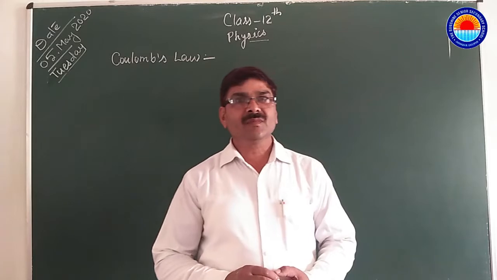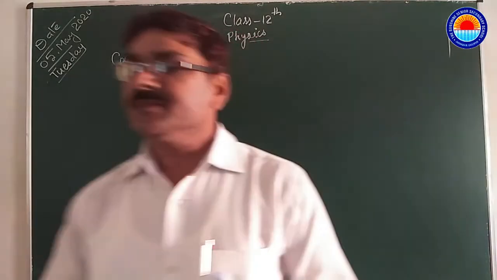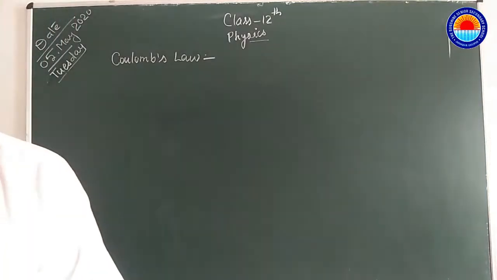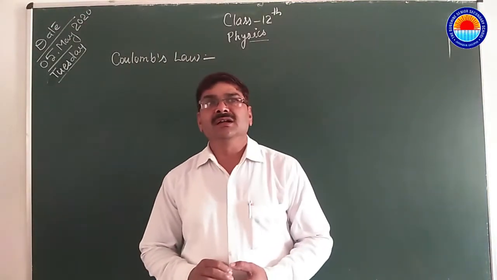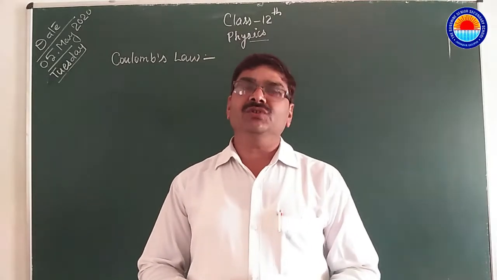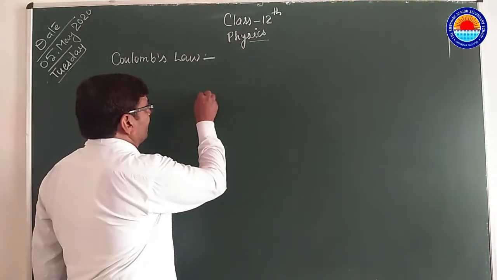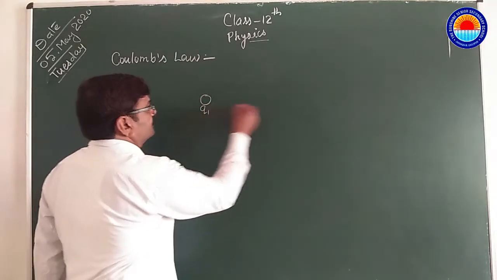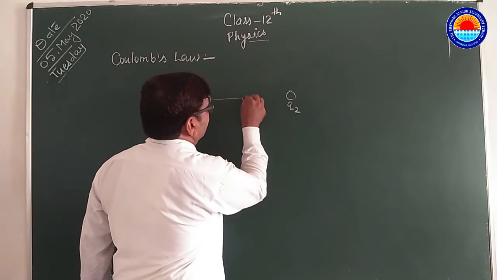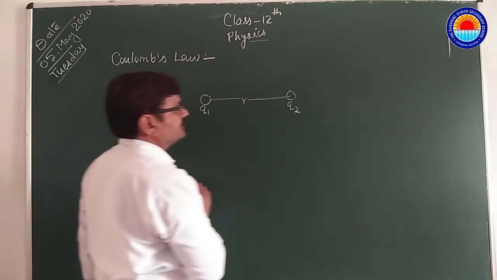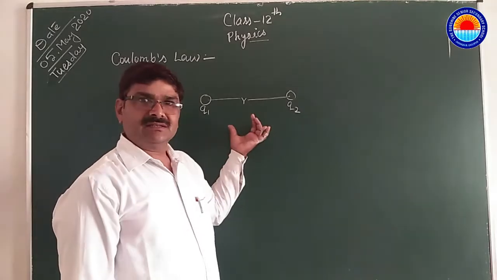This was illustrated by Coulomb in 1785. Coulomb experimentally showed that if two charges Q1 and Q2 are placed at a certain distance R, then there is a force applied between them.